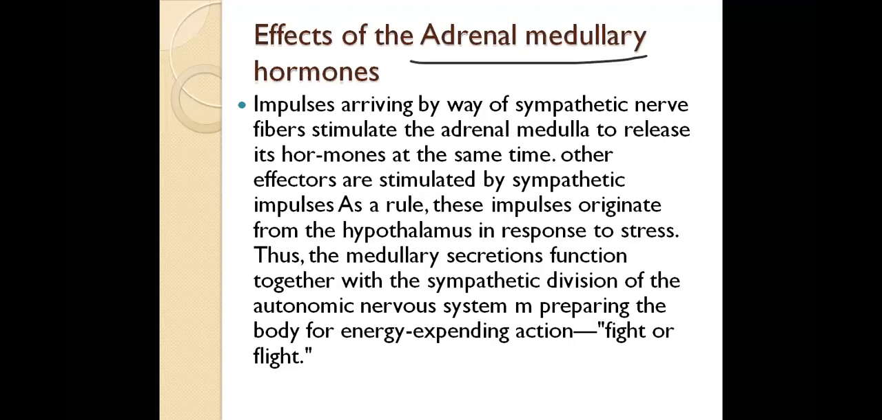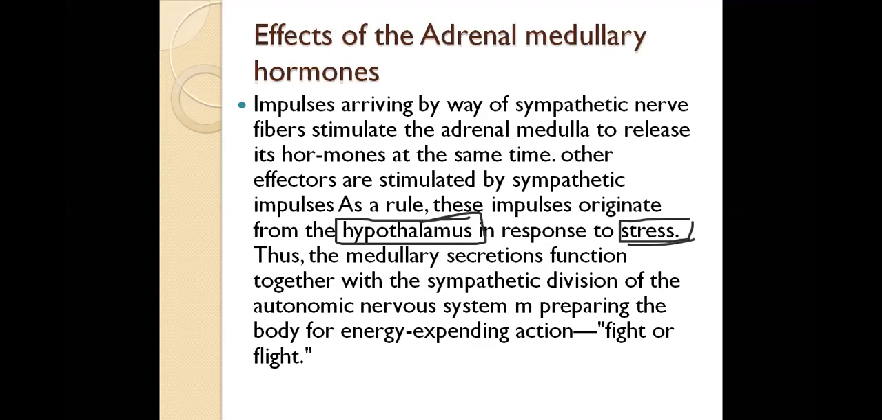So where does it get its suggestions from? The impulses arriving by way of sympathetic nerve fibers stimulate the adrenal medulla to release its hormones at the same time. Other effectors are also stimulated by sympathetic impulses. As a rule, these impulses originate from the hypothalamus in response to stress, not through the releasing and inhibiting hormones. So when stress is raised, as in the earlier example when a tiger is in front of you, similar to the example I explained for the sympathetic nervous system, stress makes what?